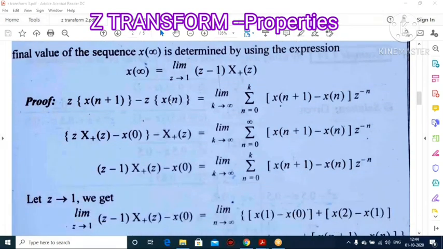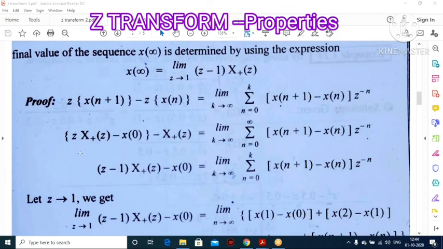First, take the z transform of x of n plus 1 minus the z transform of x of n. That is, for x of n we take the next term, n plus 1. So limit k tends to infinity, summation n equal to 0 to k, of x of n plus 1 minus x of n, into z power minus n.